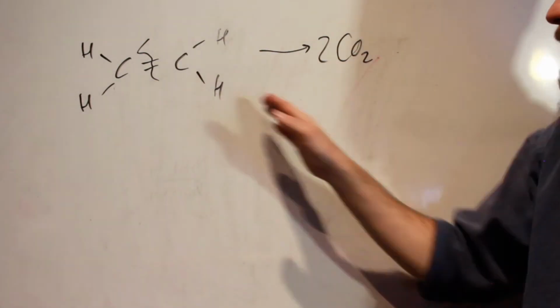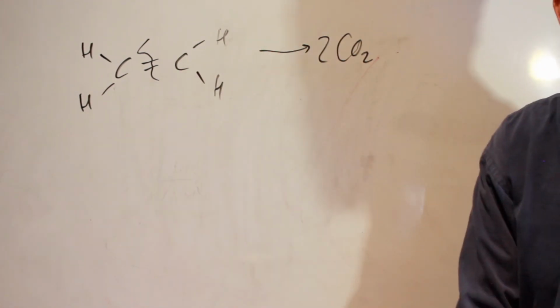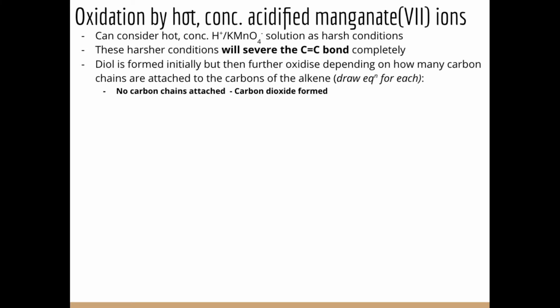Now, obviously, I haven't included all my reactants there. I'm just doing this generally to show us what we would form in this case. So with no carbons attached to the carbon in the double bond in the alkene, we will get carbon dioxide. However, if we do have a carbon attached, we will get different products. If we have one carbon attached, an aldehyde forms that is then further oxidized to a carboxylic acid.